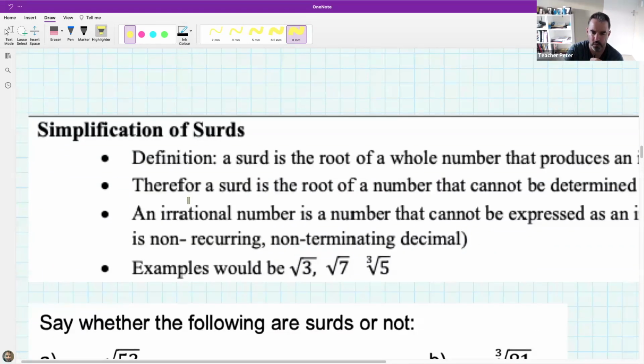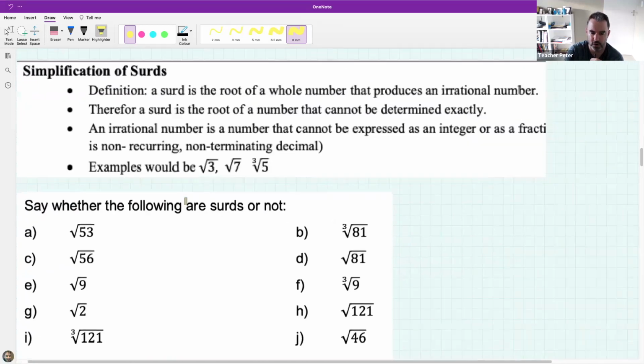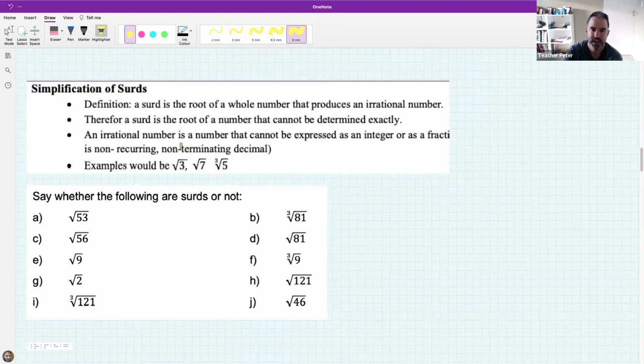Okay, so what I want to talk about now is what a surd is. A surd is just a root of a number that produces an irrational number. So when you put it in your calculator, if you put square root 4, you get 2, which is not irrational. So square root 4 is not a surd. But square root 3 is a surd. Square root 7 is a surd. The cube root of 5 is a surd. Because in your calculator, they make sort of messy answers. They go on forever and they're unpredictable. Whereas a perfect square or perfect cube will produce an exact number when you apply the root.